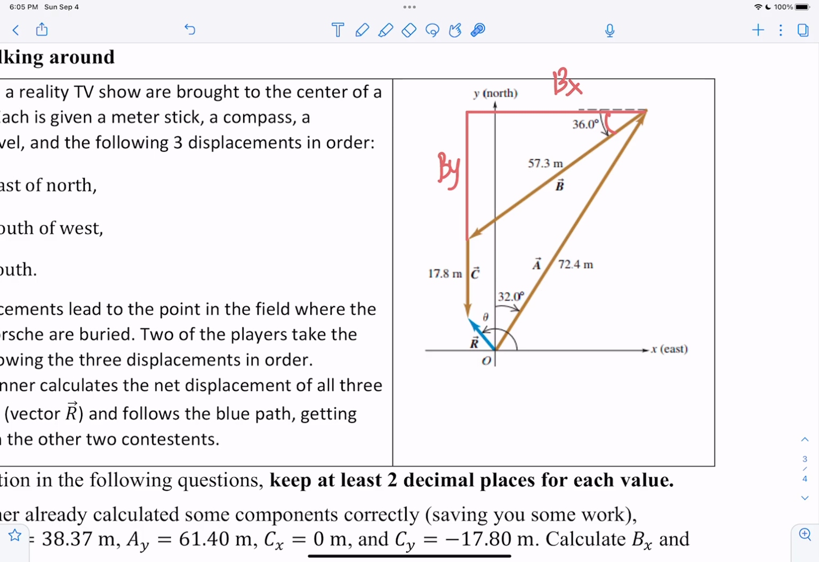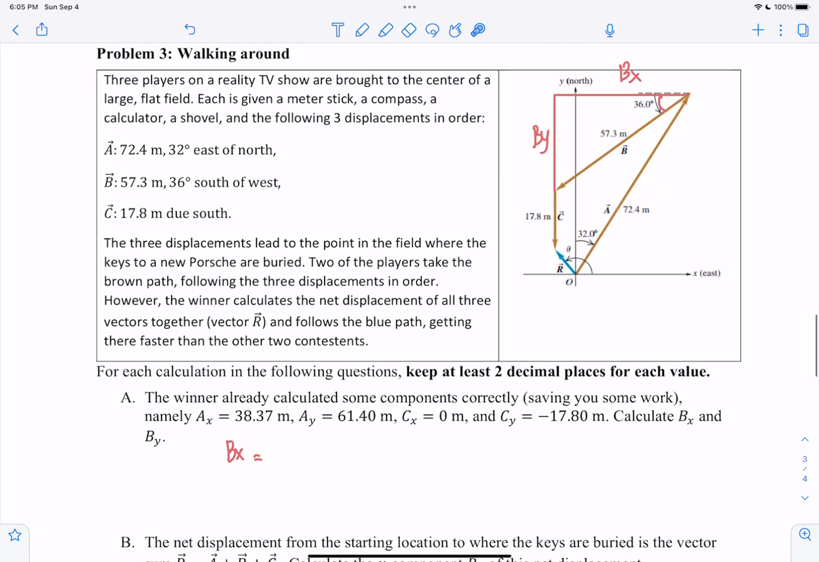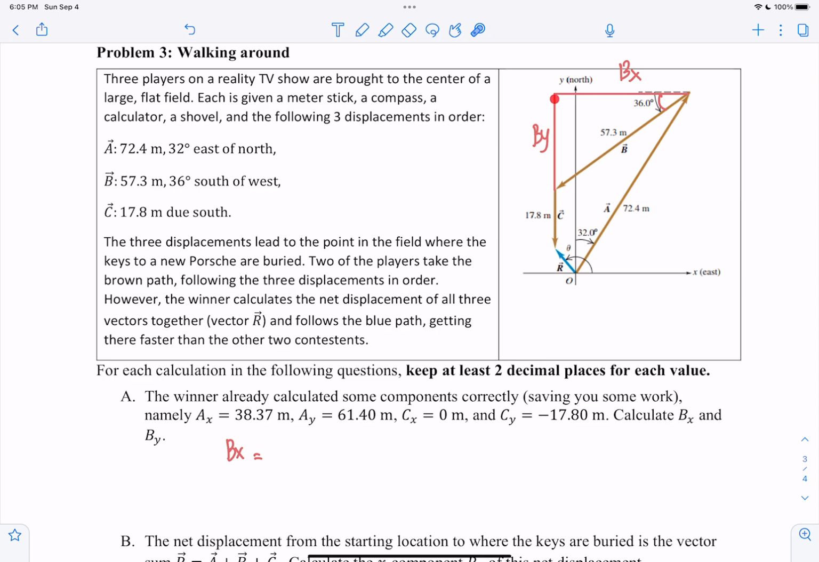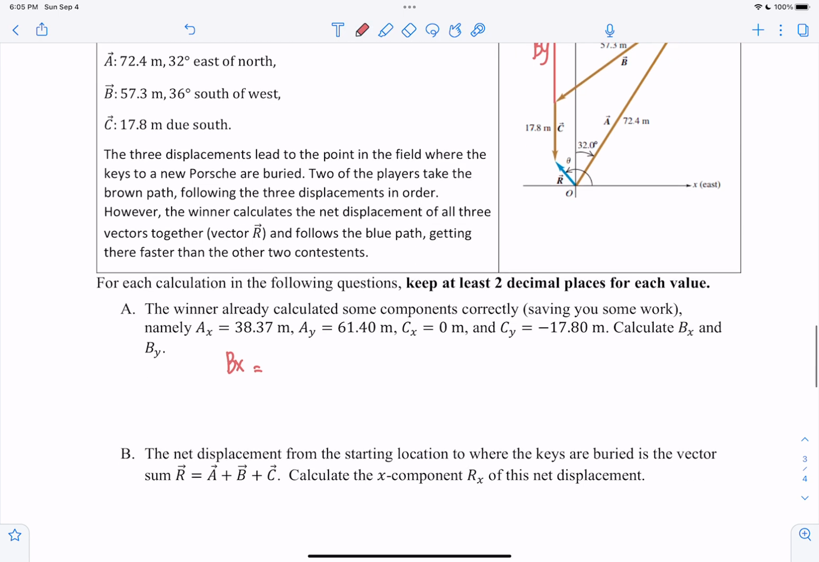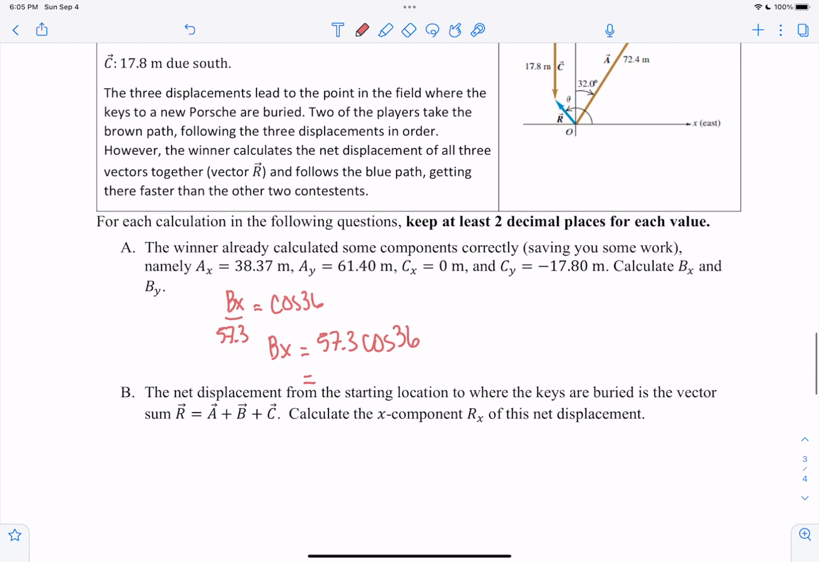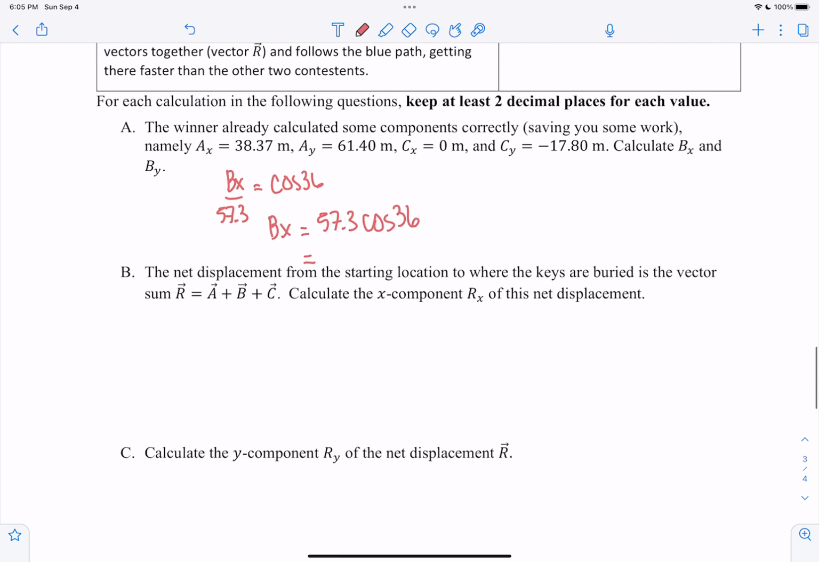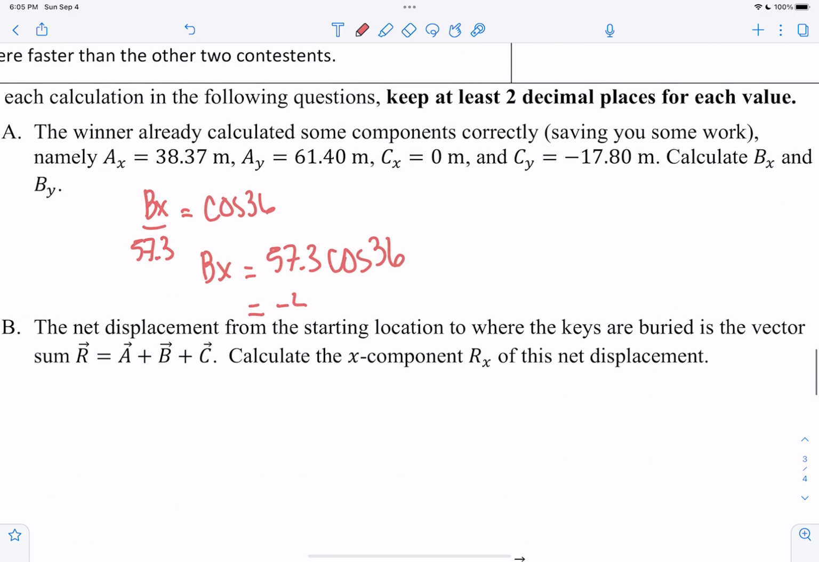57.3 cosine 36. Sounds about right to me. So that's bx, right? That's your adjacent. And then over hypotenuse, which is 57.3. Bx over 57.3 meters is equal to cosine 36. Bx is equal to 57.3 cosine 36. And absolutely right, this should be a negative answer because we're moving west in the negative x direction there. And this should be around negative 46.36 meters, if I'm not mistaken, for bx here.